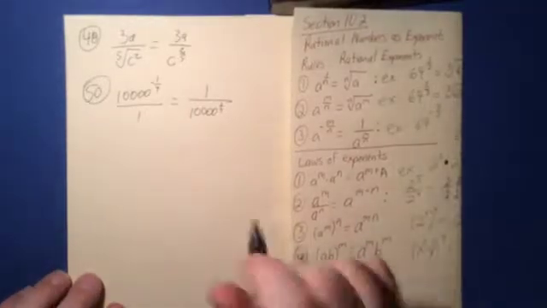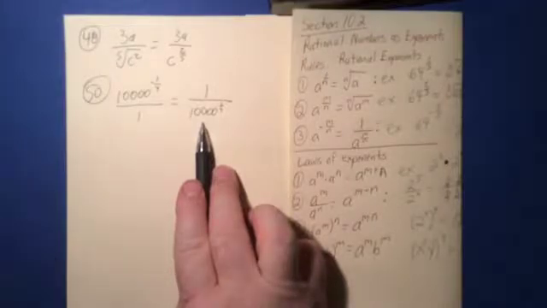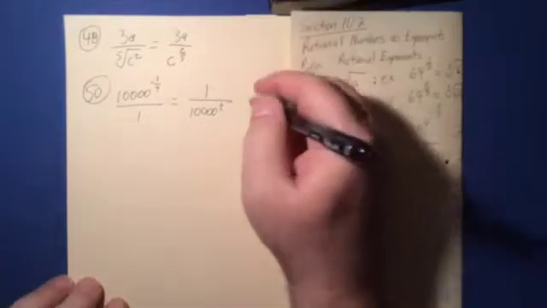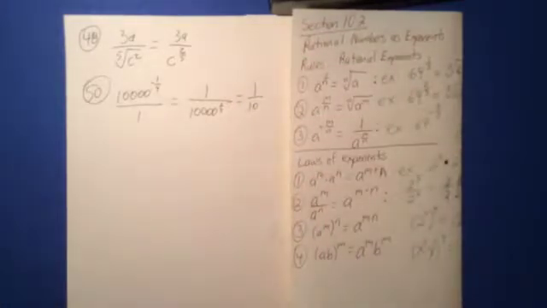Hopefully you know that 10,000 to the 1/4, or the 4th root of 10,000, is going to be 10. Just check your work. 10 times 10 is 100. 100 times 10 is 1,000. 1,000 times 10 is 10,000. So we can write this now as 1 over 10, and that's going to be our final answer to that problem.